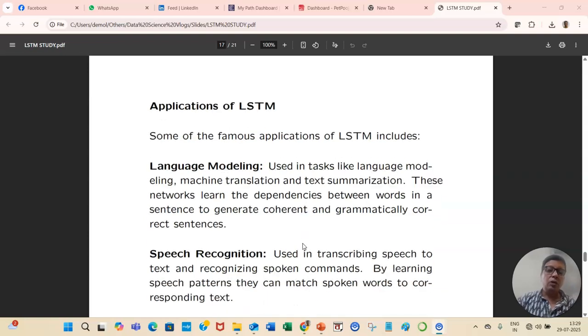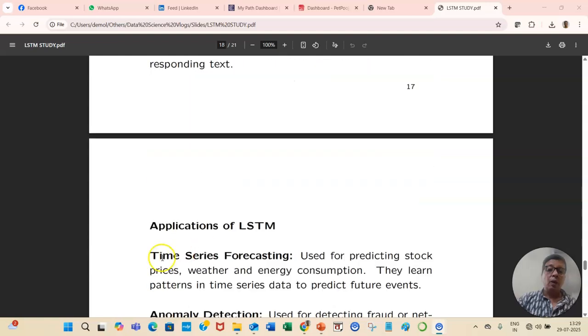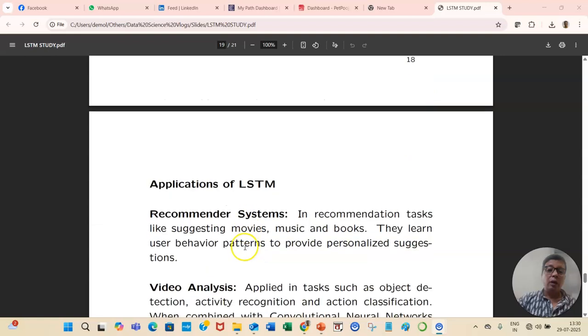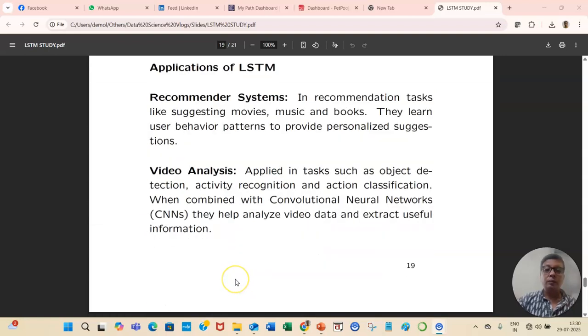We have applications of long short-term memory neural networks in language modeling, speech recognition, time series forecasting, anomaly detection, then recommender systems, video analysis, etc.